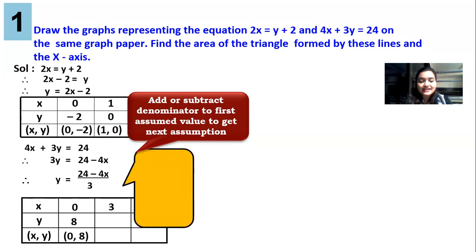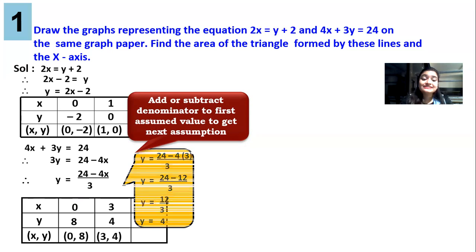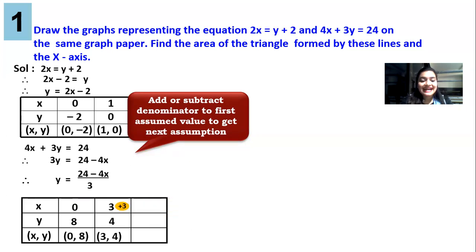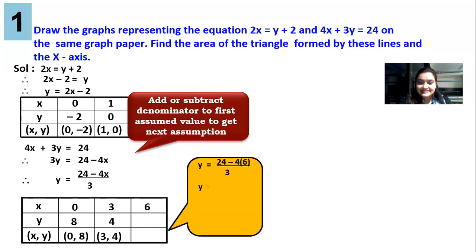So let's check by substituting 3 in the place of x. 24 minus 12 gives you 12. 12 upon 3 gives you 4. So the coordinates are 3, 4. Next, 3 worked. So you can add 3 to denominator 3, which gives us 6. In the place of x, put 6. 4 6s are 24. 24 minus 24 gives you 0. 0 upon 3 gives you 0.